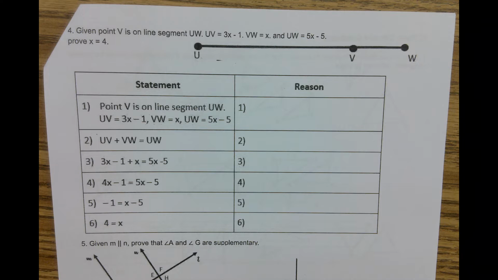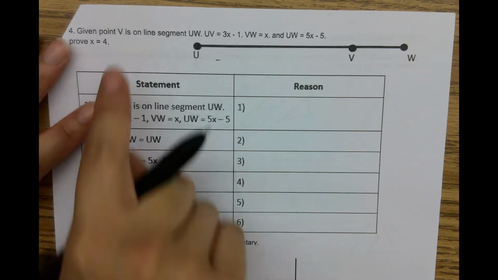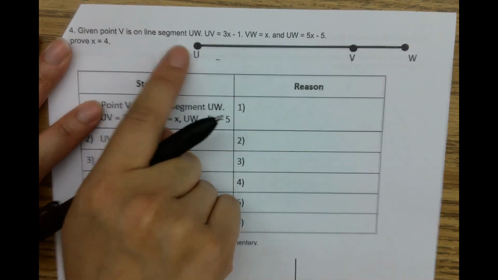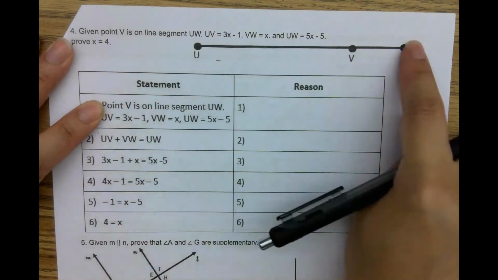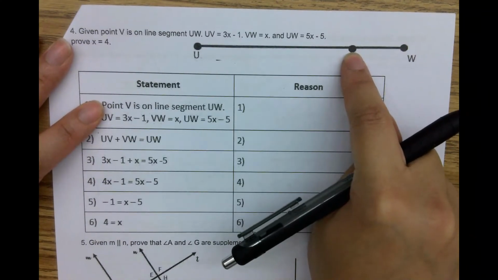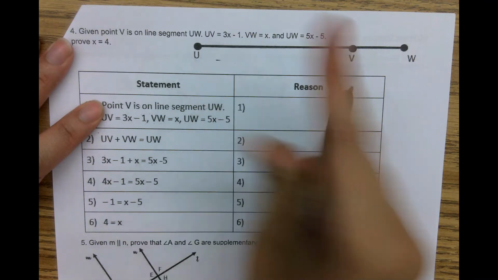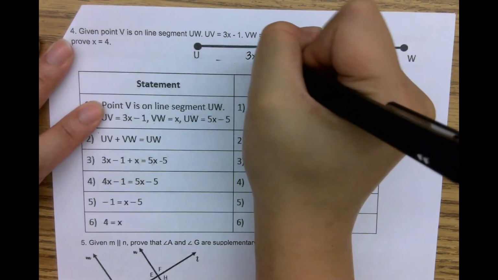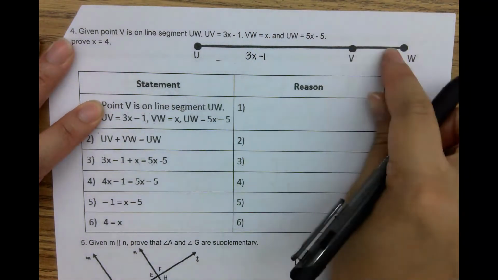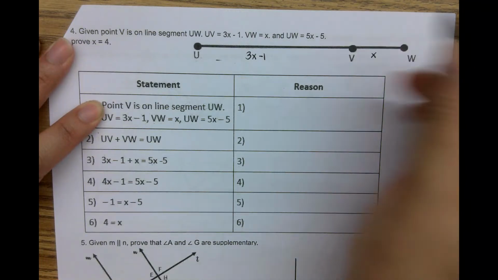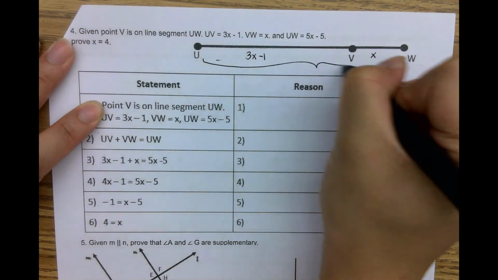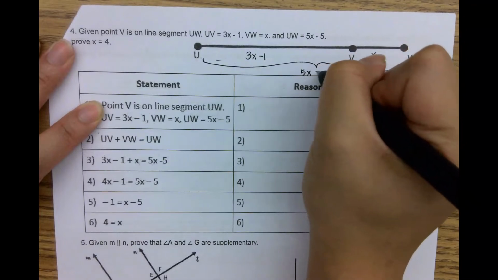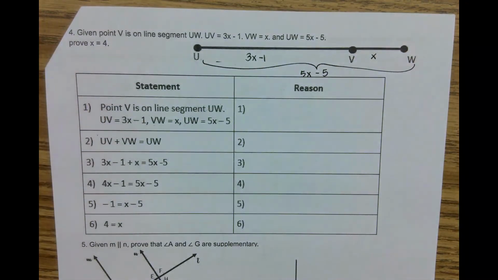So here I am given, or I'm told, that point V is on line segment UW. Here's UW. Point V is on it. We're told that UV is 3x minus 1. We're told that VW is x. And then we're told that UW as a whole is 5x minus 5. What I like doing, as I'm doing the proof, is labeling what I'm given and what I figured out.